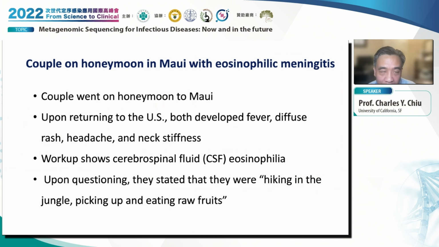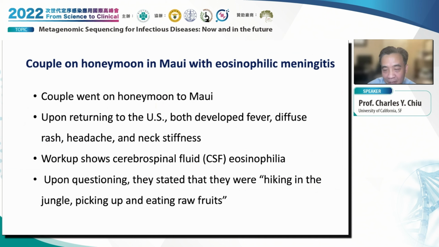So this was a couple who went on honeymoon in Maui in Hawaii and who had returned to the US, but then both of them developed at the same time fever, rash, headache, and neck stiffness. And workup showed that the couple had actually developed cerebrospinal fluid eosinophilia, which is a hallmark of parasitic infections, although you can also see it with other conditions. And upon questioning, they stated that they were hiking in the jungle and picking up and eating raw fruits.